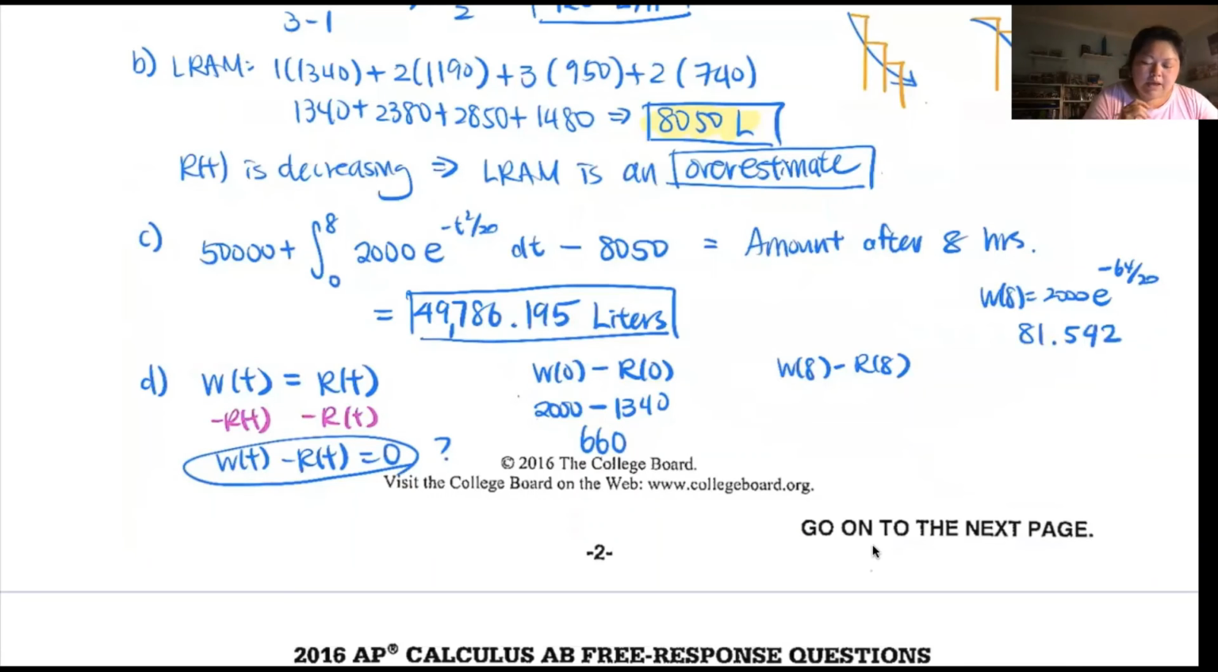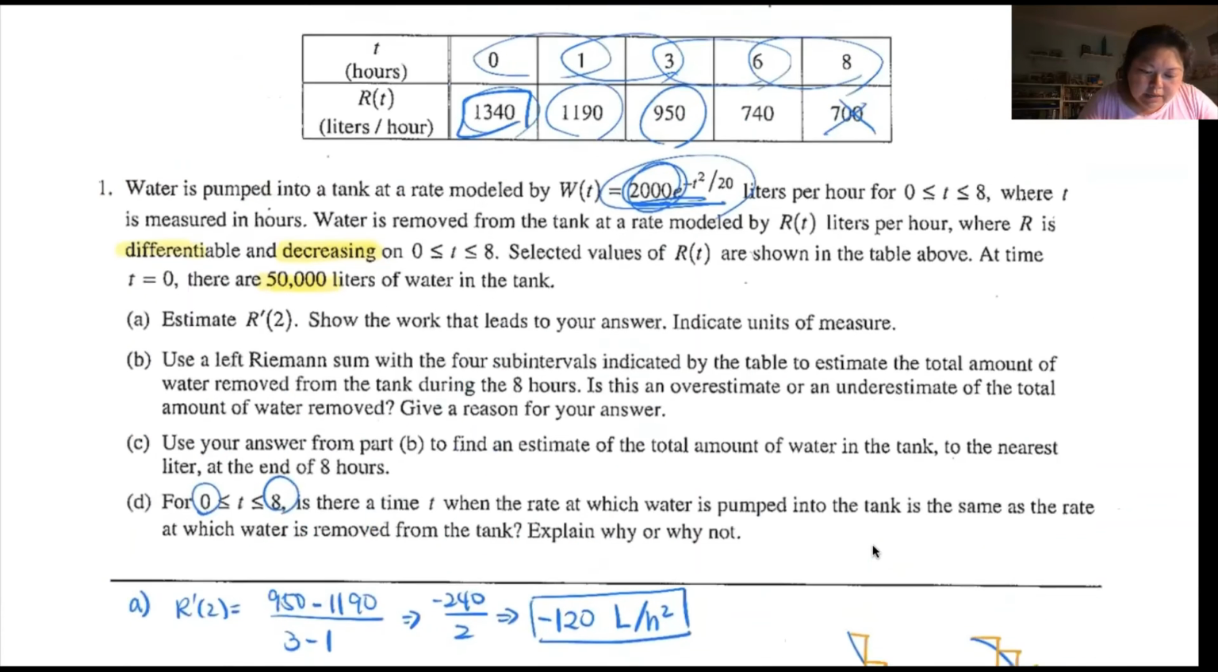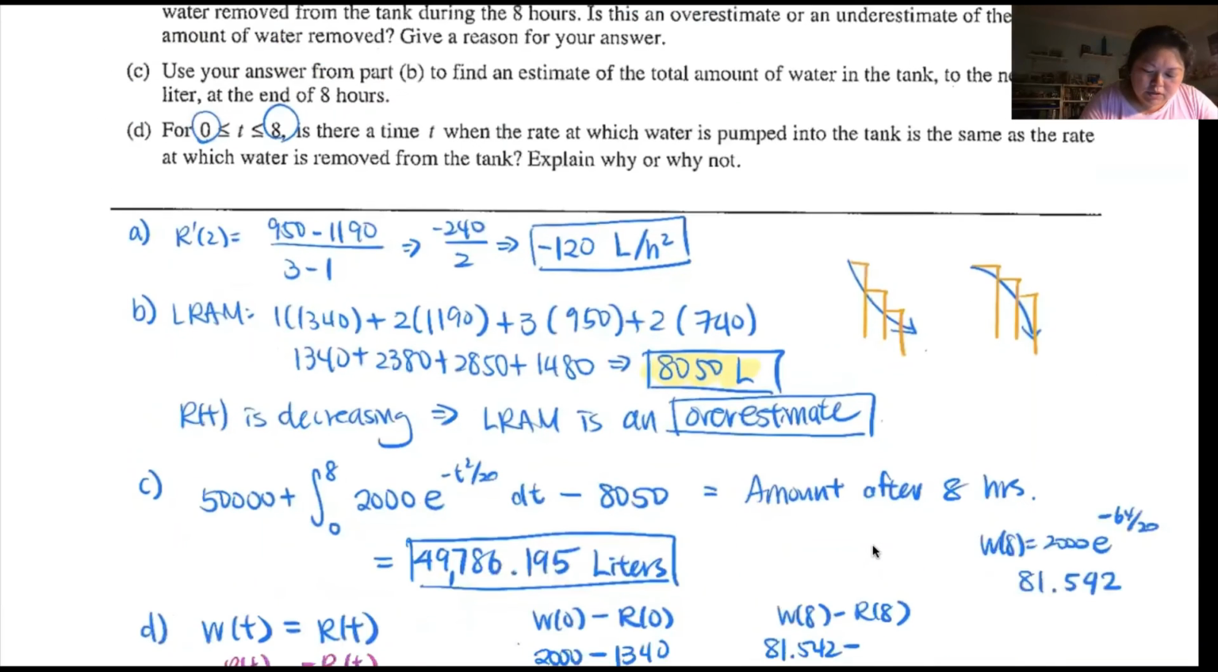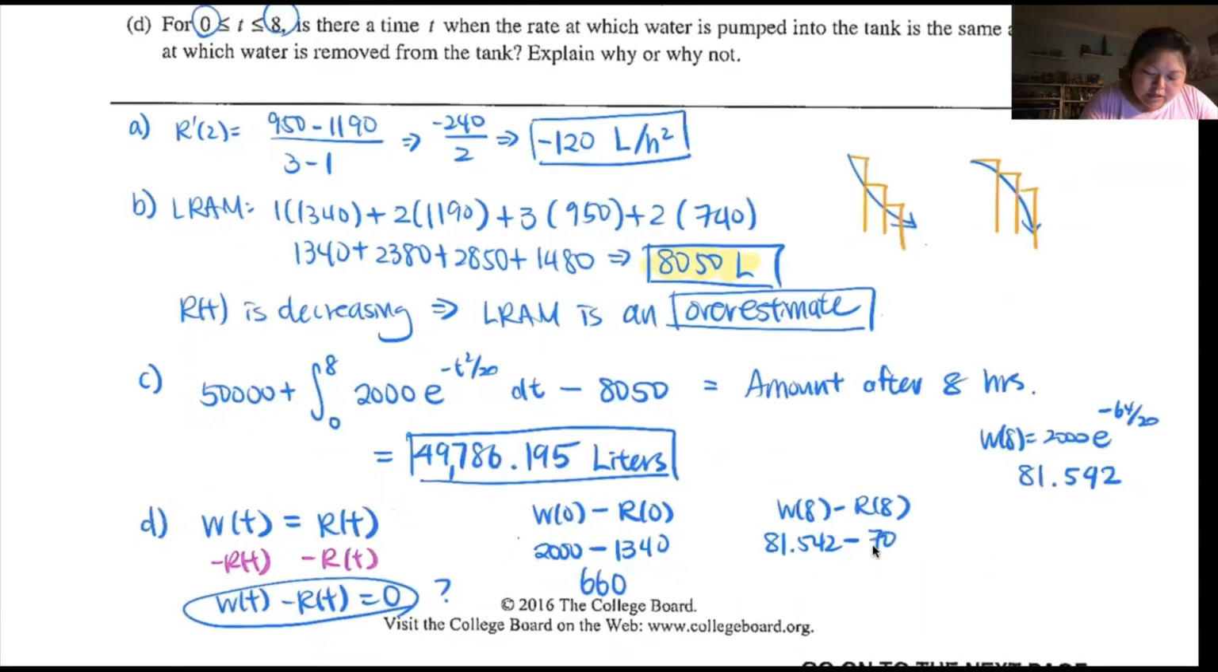So 81.542 minus R of 8. What is that on the table? The table says R of 8 is 700 here. Okay, so 81.542 minus 700. You don't even need to work this out. You can see that this is going to give me a negative value. And again, I said it didn't matter that it's 660. You know that this was going to be a positive value.